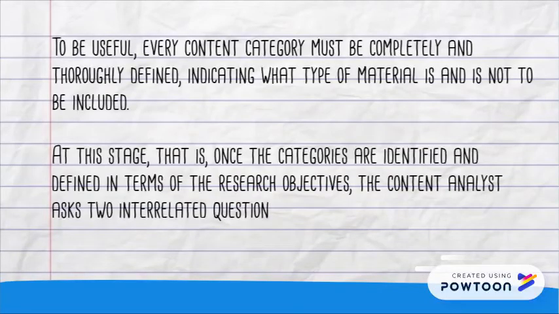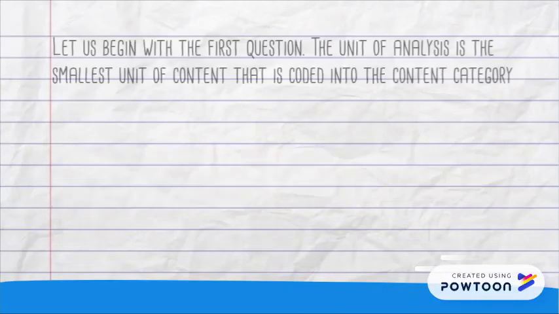To be useful, every content category must be completely and thoroughly defined, indicating what type of material is and is not to be included. At this stage, that is, once the categories are identified and defined in terms of the research objectives, the content analyzer asks two interrelated questions.